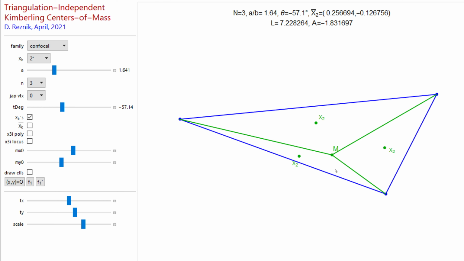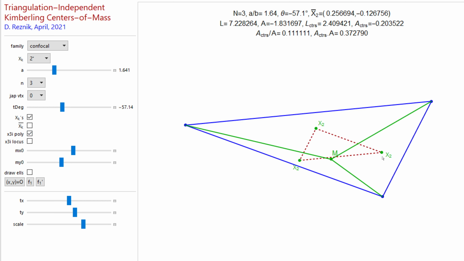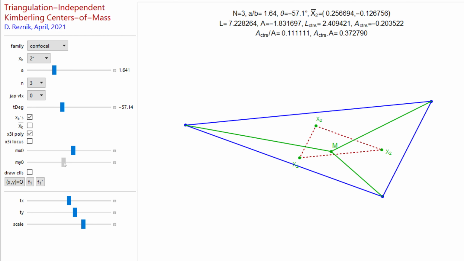Now let's compute a Kimberling center inside of each one of these three subtriangles. For example, the barycenter, X2. Okay, so here's the X2 of this first triangle, the X2 of that one, and the X2 of this third one. And then I can consider the triangle connecting these three points, right? And I can visualize this triangle as I slide M around.